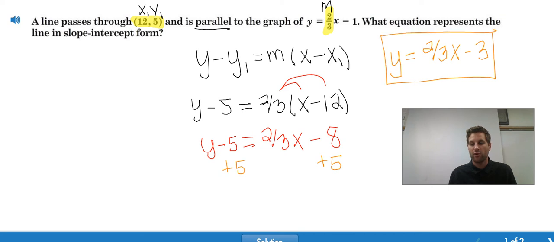And real quick, to summarize, look, this slope is the same as this slope, so we do know these two lines are parallel. And this has a y-intercept of -1, while this has a y-intercept of -3, so we know this is going to work.